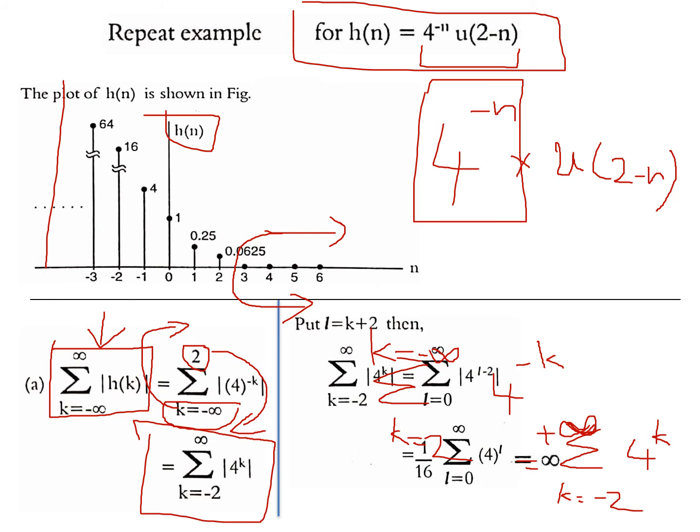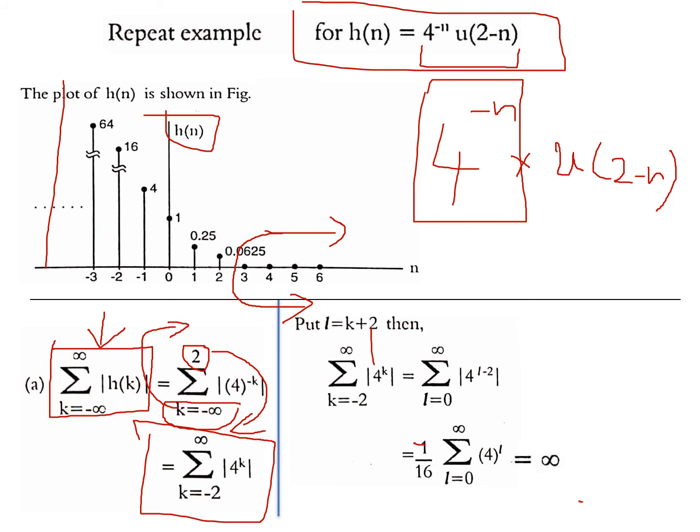Now I should make the lower limit 0, as I do always, because the 0 to infinity formula is there for me. From minus 2 to infinity, I cannot directly apply it. Therefore, what I do is, I'll make it k plus 2 equal to 0.